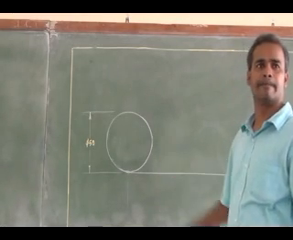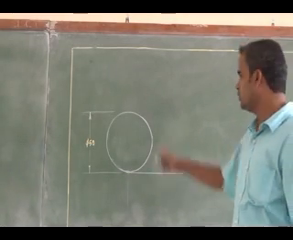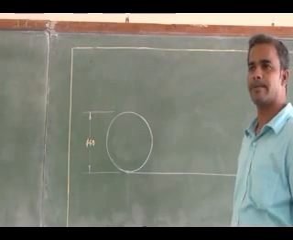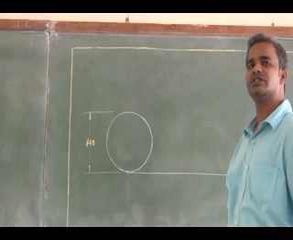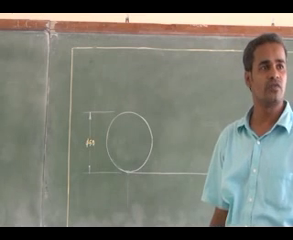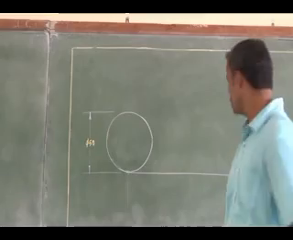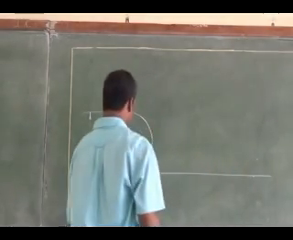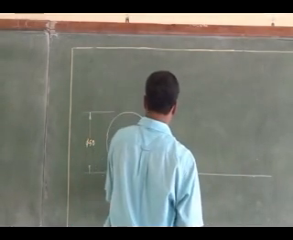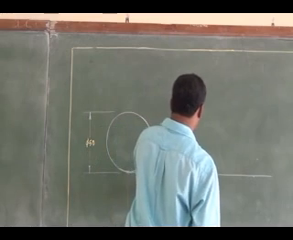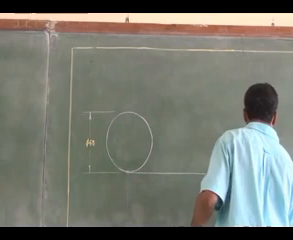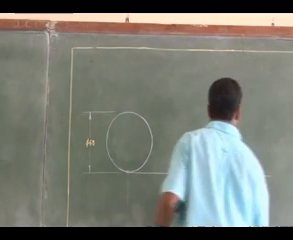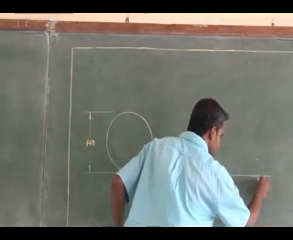What is the pi d length here? 3.14 into 50, how much? 157. So for 157 mm, you can draw a straight line.